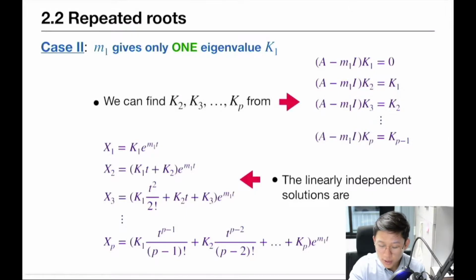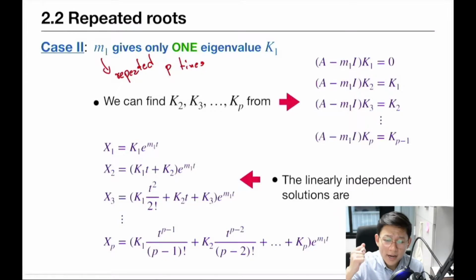Because you have m1 repeated p times, you need to have p solutions. So if it's repeated p times, you need to have p solutions. But if one m gives you only one k, then you need k2, k3 until kp. Okay, and how to do so? We would start with k1.